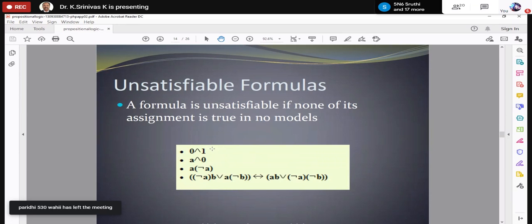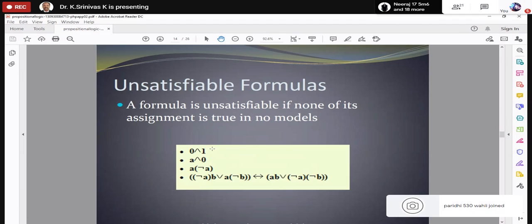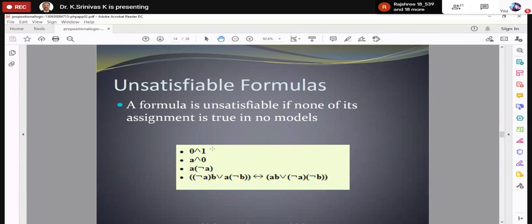Next, unsatisfiable formula. If a formula is not valid, then it is called unsatisfiable, because none of the assignments are yielding true and no models are there. If you look at the assignment, A and 0: if A is equal to 1, 1 and 0 is 0. A is equal to 0, 0 and 0 is also equal to 0. A multiplied by negation of A is always 0.